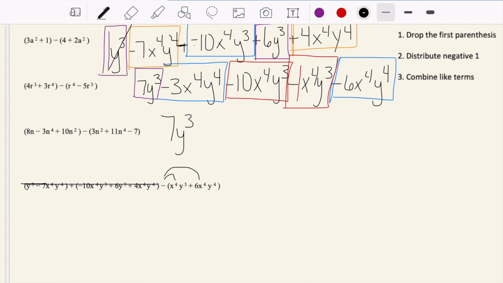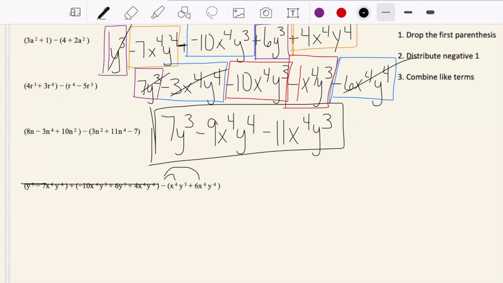Then we have negative 3 x to the 4th, y to the 4th, and negative 6 x to the 4th, y to the 4th. So that becomes negative 9, because negative 3 and negative 6 becomes negative 9. I'm going to cross those out just so I make sure I'm using each piece and combining each piece. And then we have negative 10, negative 1, so it becomes negative 11 x to the 4th, y to the 3rd. And that one was quite a few steps, but we're doing those same 3 steps over and over. It's nothing more complicated, there's just more to it.